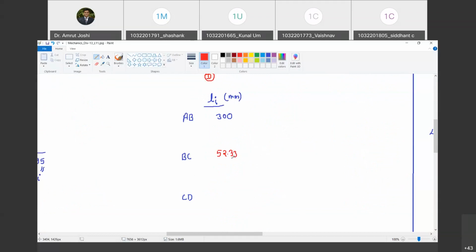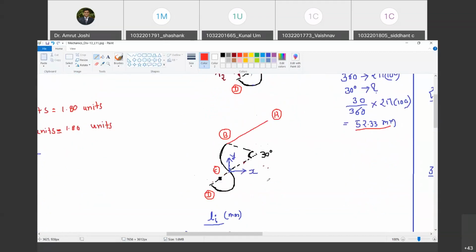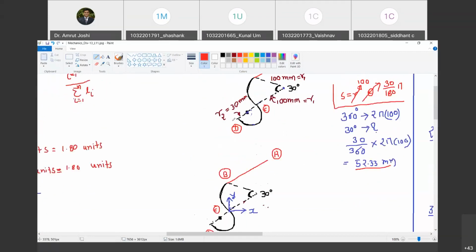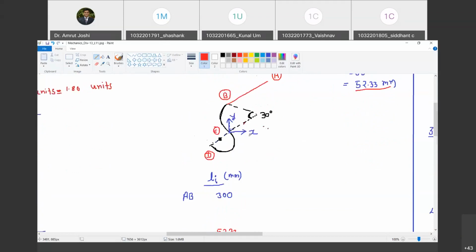Chalo. What is the next? Length CD. How do you calculate length CD? It is half the perimeter, pi r. But what is r here? R is 30. So it is pi into 30. Are you with me? 94.2. So it is 94.2 mm. So we have calculated Li for all the windows.